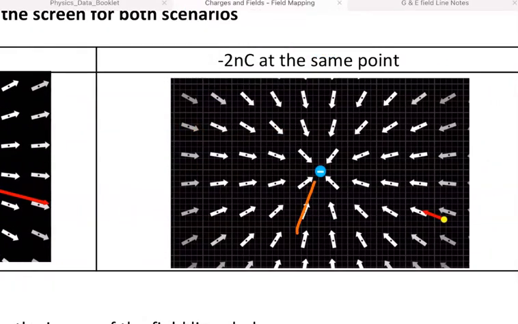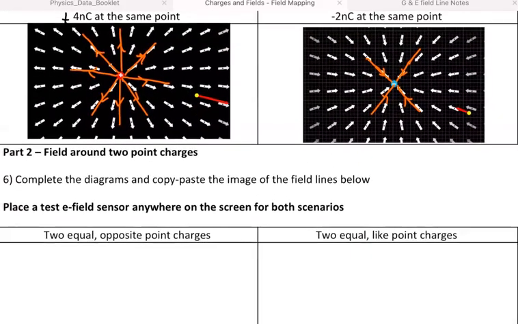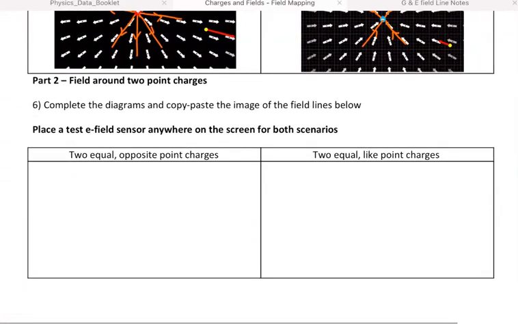So it'd be like 1, 2, 3, 4. And that should be symmetric. But let's see, this is the one that's not symmetric. Going there. You can see the density shows how strong the field is. We're going to talk about that later too. All right, the next up is complete the diagrams and copy paste the image of the field lines below.